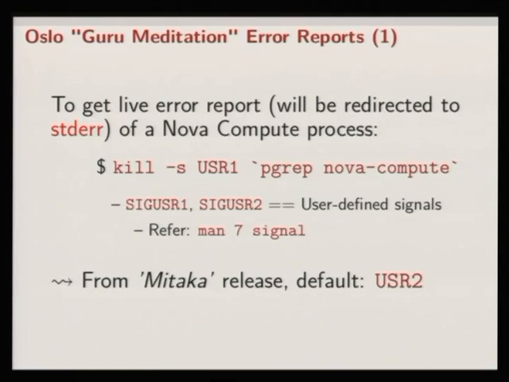So earlier the signal used to be SIGUSR1, but it turned out that Apache reserved the SIGUSR1 signal, so we had to change the default signal to SIGUSR2. From the next upstream OpenStack release onwards, the signal to use is USR2.